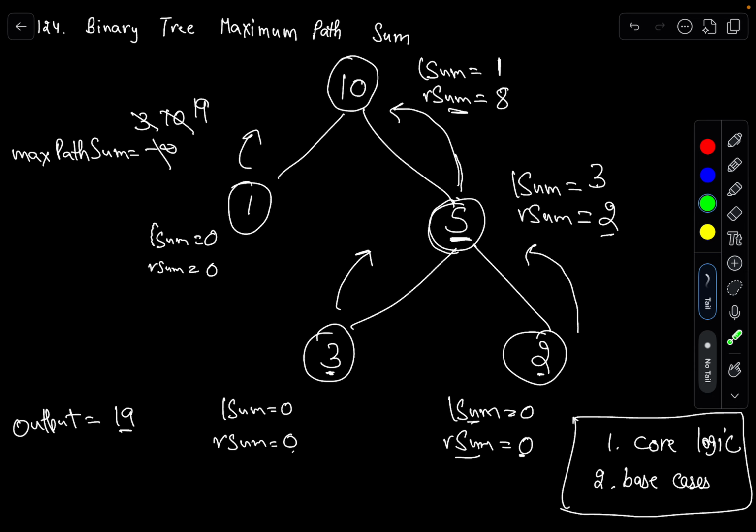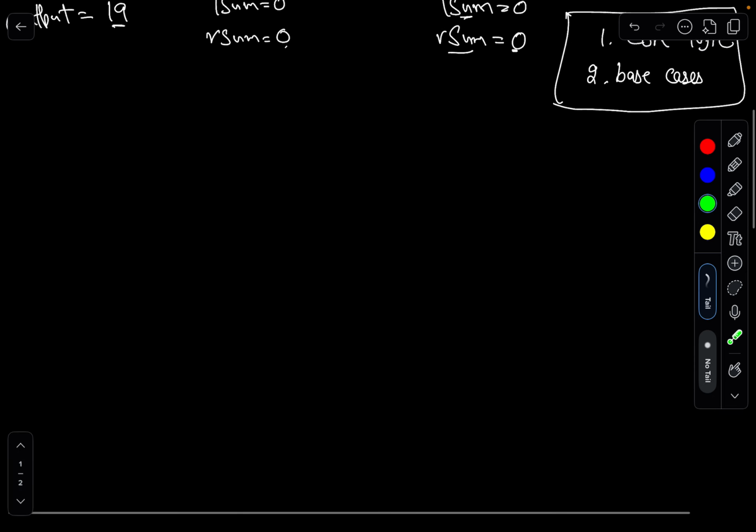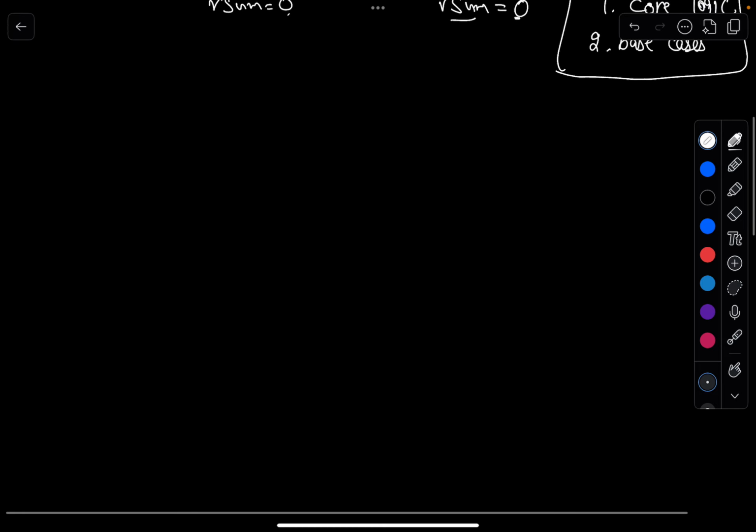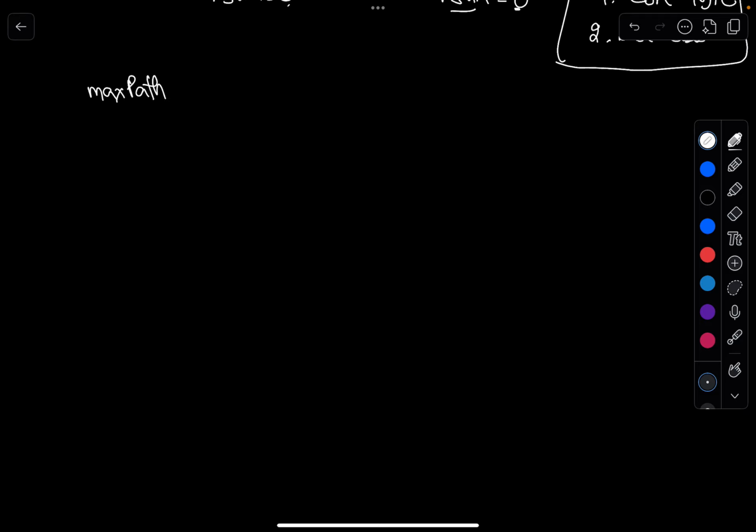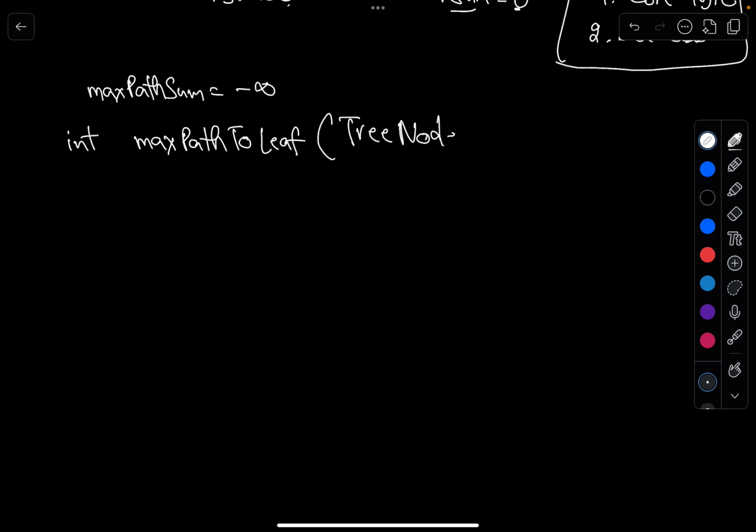Okay. So I'll be just writing the same pseudocode here, so you guys find it easy to write it on LeetCode. So let's say I have a max path sum variable. Initially this will be a negative value, and I have one function which is int max path to leaf. So this function calculates the max path from the given node all the way to the leaf. Okay. There will be a base case here. I will write the base case later, and then there will be a core logic here.